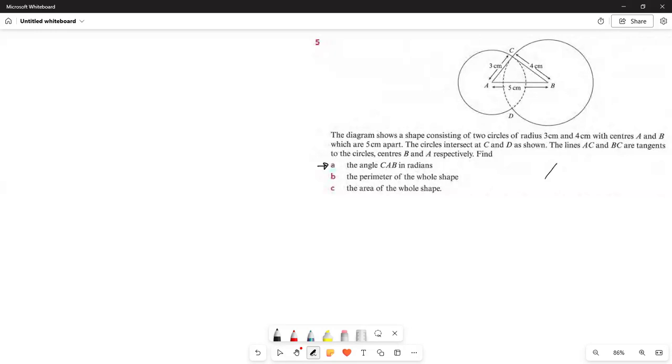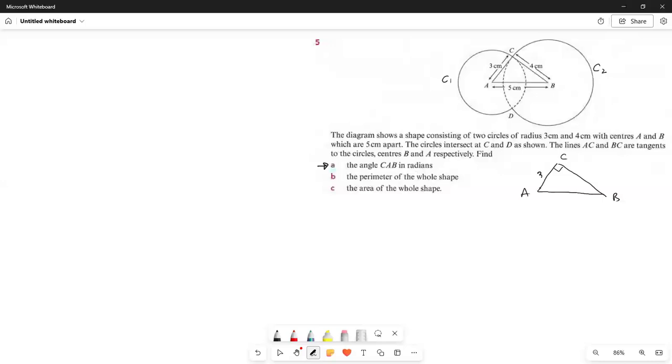CAB, you can see this is a triangle and it is a right angle triangle, right? This is CAB and this angle is a right angle, right? Why? Because this line CB is tangent to this circle. Let me call this circle C1 and this circle C2. So this line BC is tangent to circle C1. That's why the angle between the radius and the tangent line is perpendicular, 90 degrees.